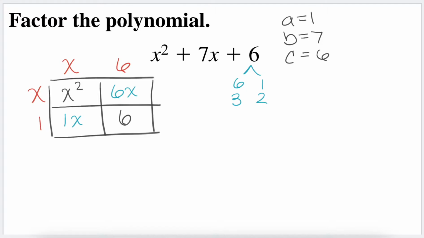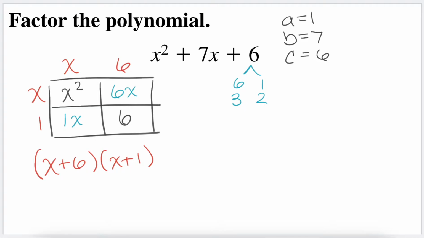So now these are my factors. At the top, we have x plus 6. That would be my first factor. And my second factor is here, x plus 1. Okay, so my final answer would be this, okay?